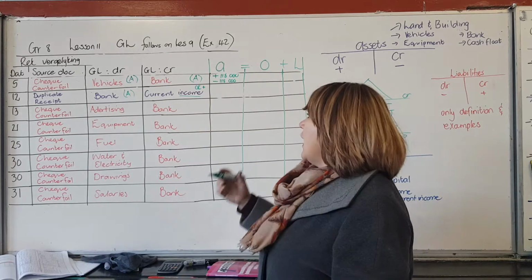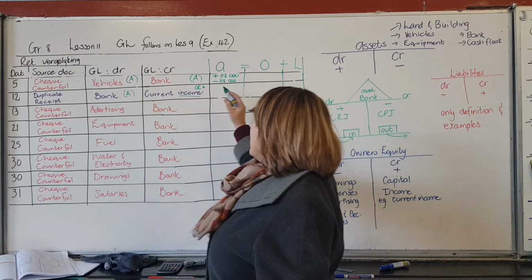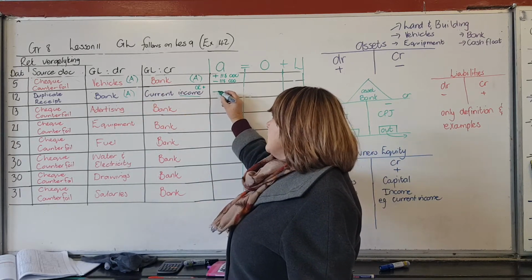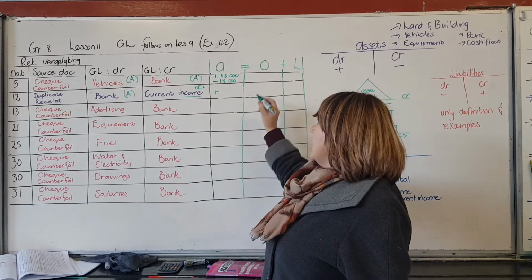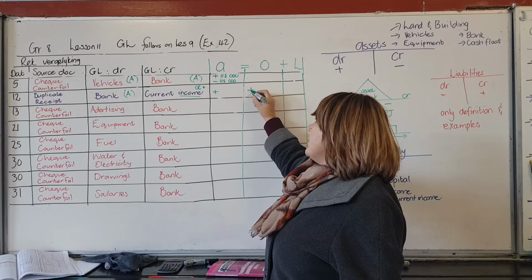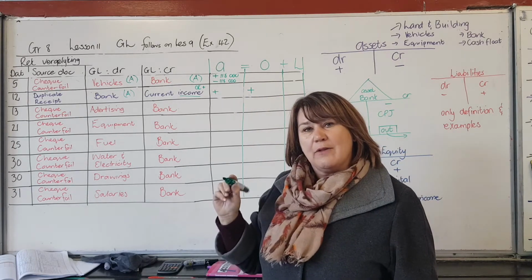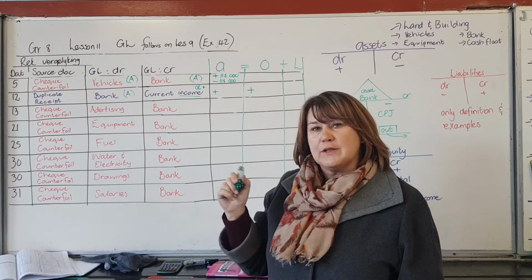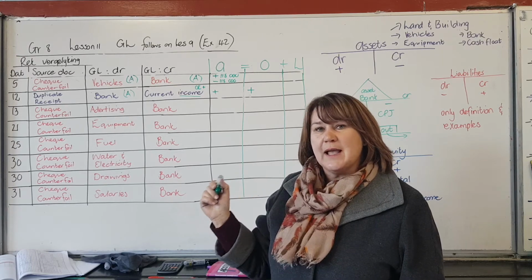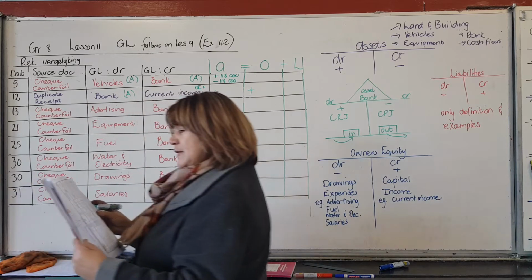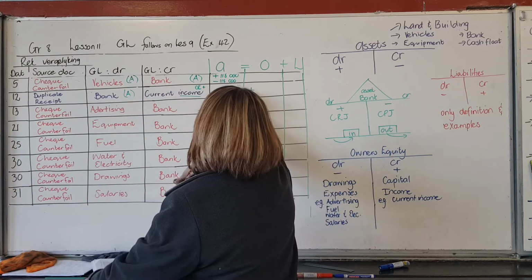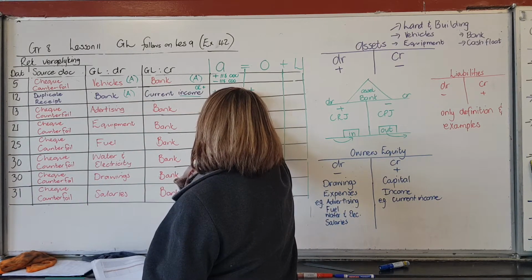Income increases your profit, expenses decrease your profit. Okay? So now when you go, your bank is going to increase because you've received money, and current income is going to increase your profit. And whose profit is that? The owner's profit. So it's owner's equity. And then on the 12th, they said the money that you've received was 17,400 Rand.